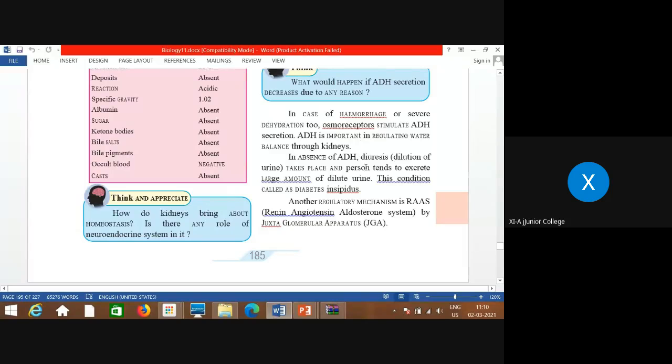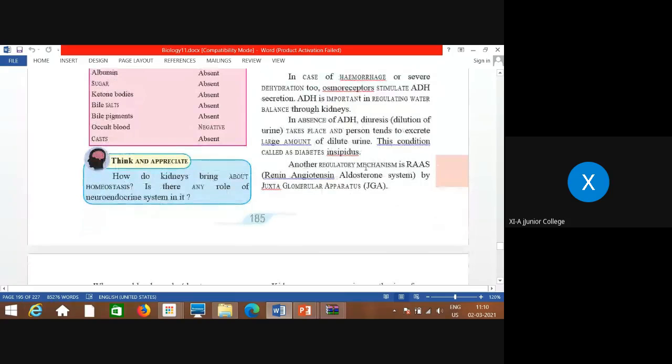But in the absence of ADH, what happens? Diuresis, that means dilution of urine takes place. That means urine becomes more diluted. In that case, the person tends to excrete a large amount of dilute urine, and that condition is called diabetes insipidus. When the person passes urine in large amount, and it is dilute urine, that is called diabetes insipidus.